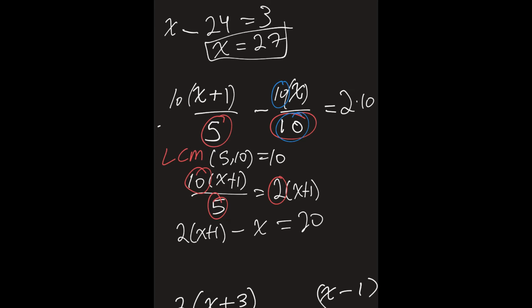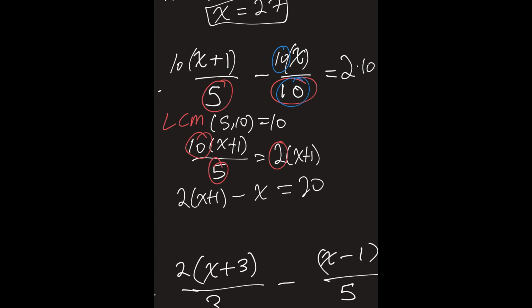Okay, from this point, I need to actually distribute my 2 into this parentheses. So I end up with 2x plus 2, right? Just 2 times x and 2 times 1 minus x is equal to 20. I'm going to combine my x's now. 2x minus x is x, and I'm going to subtract my 2 over. x is equal to 18. There we go.